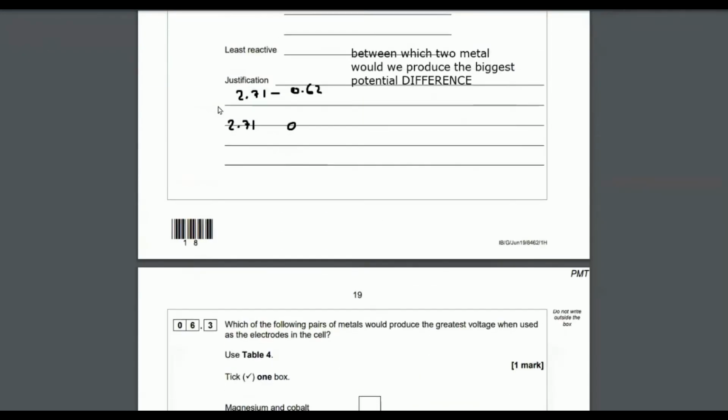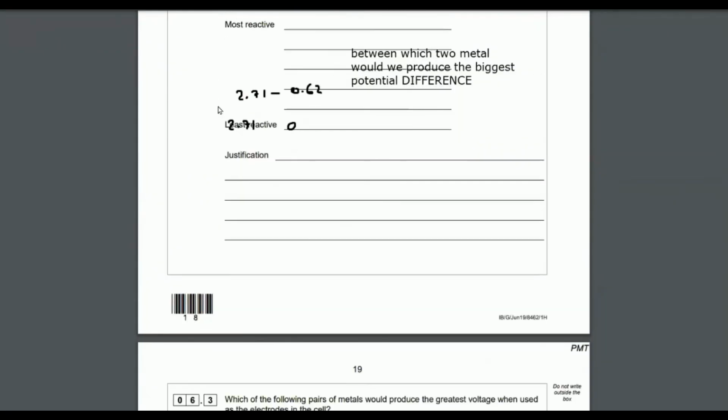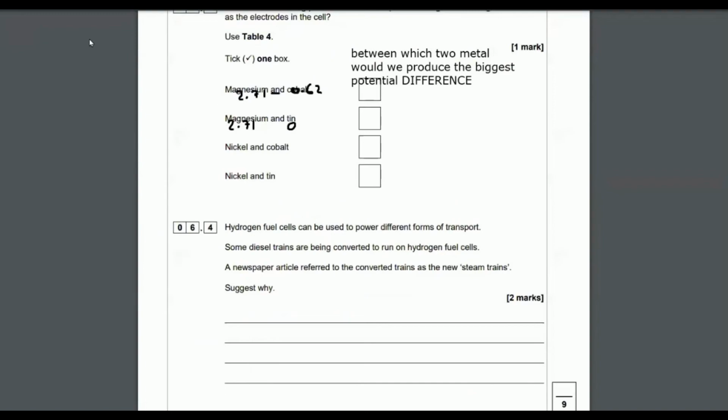Then you've got magnesium was 2.71. And if we zing back up to the table, tin was plus 0.48. And then you say, is that a bigger difference? Well, that is a bigger difference than the 2.71 to 0.62. You can do all the others as well and see which one has the biggest difference in voltage.